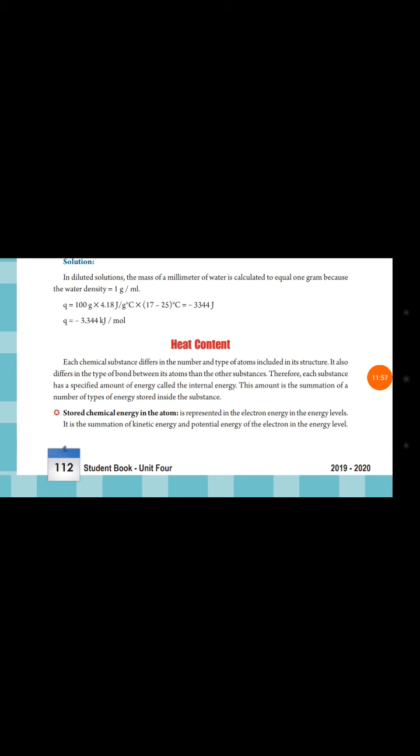Energy or internal energy inside each substance may be stored in 3 types. Number 1, stored chemical energy in atom. Number 2, stored chemical energy in molecules. Number 3, stored chemical energy between molecules. Stored chemical energy in atom is represented in electron energy in energy levels, which includes the summation of kinetic energy and potential energy of electrons in energy levels. This is called stored chemical energy in atom.